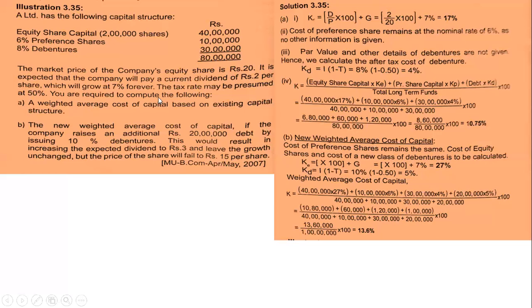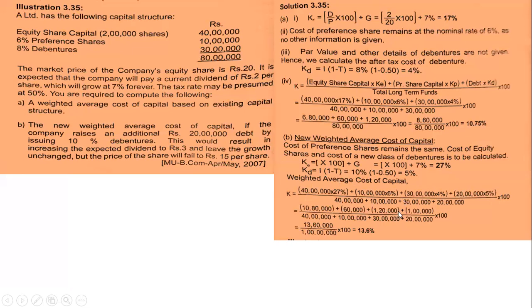Okay. So there is a printing mistake here. D in this case is 3 rupees and P is 15 rupees. See here, D is 3 and P is 15, the market value. So D by P into 100 means we'll be getting 20, and plus 7% growth rate will get 27%. And now we have to calculate the cost of debenture, I into (1 minus T). Now for the new issue of 10% debentures, okay, so 10 into (1 minus 0.50), so that will be equal to 5%. So the cost of debt or debenture is equal to 5%.